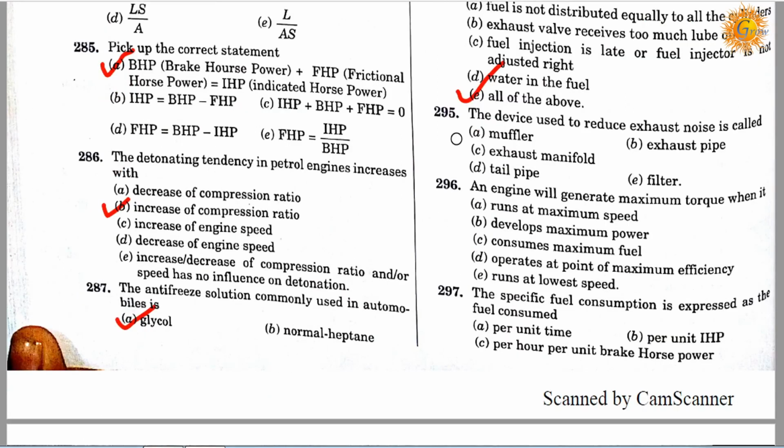Question number 295. The device used to reduce exhaust noise is called: option A, muffler; option B, exhaust pipe; option C, exhaust manifold; option D, tailpipe; option E, filter. Correct answer is a muffler.